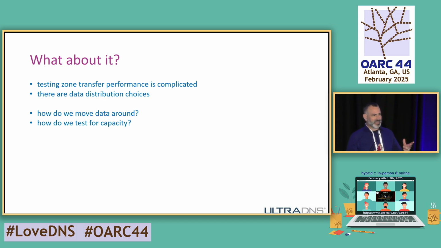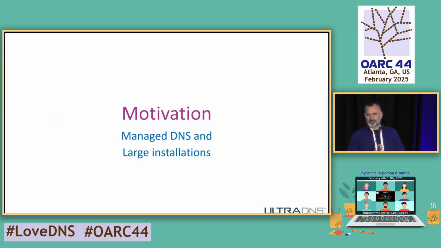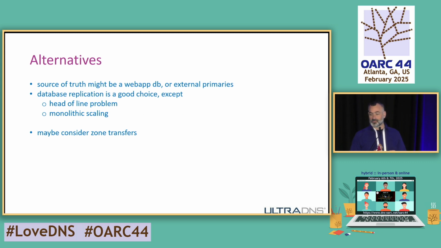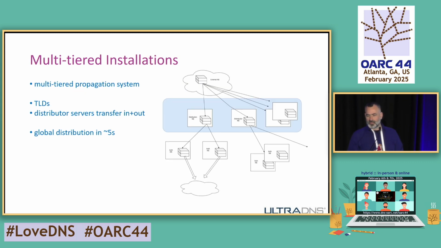But how do we test that for capacity? It's kind of complicated because there is this state machine. I'm sort of getting ahead. The database replication approach also has a couple of issues, notably the head of line problem. Also the scaling of database systems can be a challenge depending on how you look at it. If you have a DNS system based on zone transfers, we can transfer all the zones independently, so we don't suffer some of those issues.